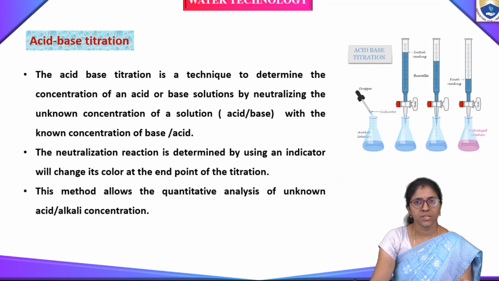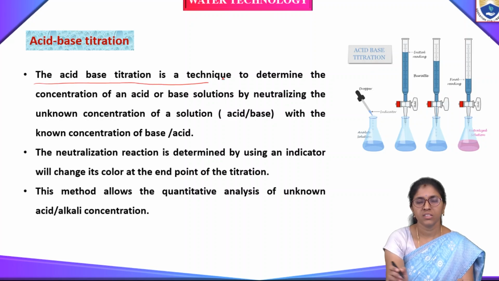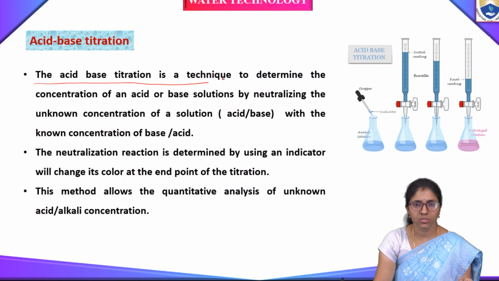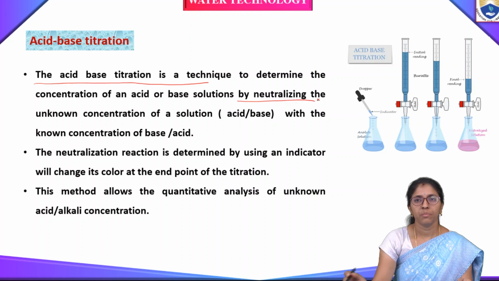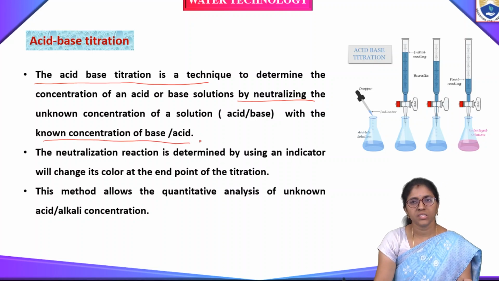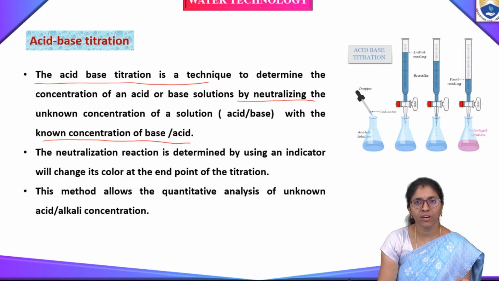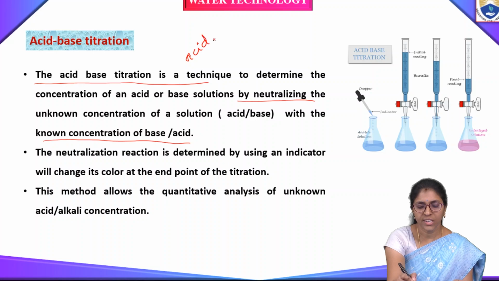So what is acid-base titration? Acid-base titration is a technique to determine the concentration of acid or base solutions by neutralizing a solution of unknown concentration with a base or acid of known concentration. It involves an acid-base neutralization reaction.